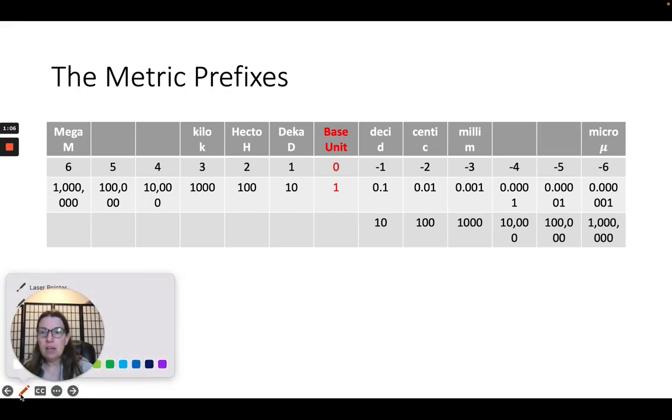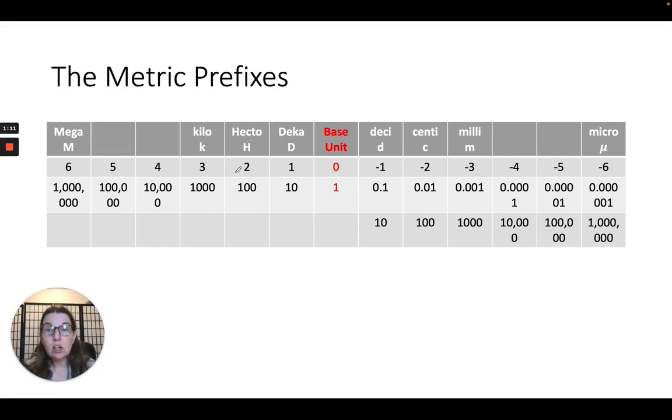So these are the metric prefixes that I need you to know. So let's start in the middle. The base unit has to be a metric unit first of all. It might be grams, and grams have an abbreviation of lowercase g. It might be meters, and this will have an abbreviation of lowercase m. It might be liters, and that would have an abbreviation of uppercase L, and it might be seconds.